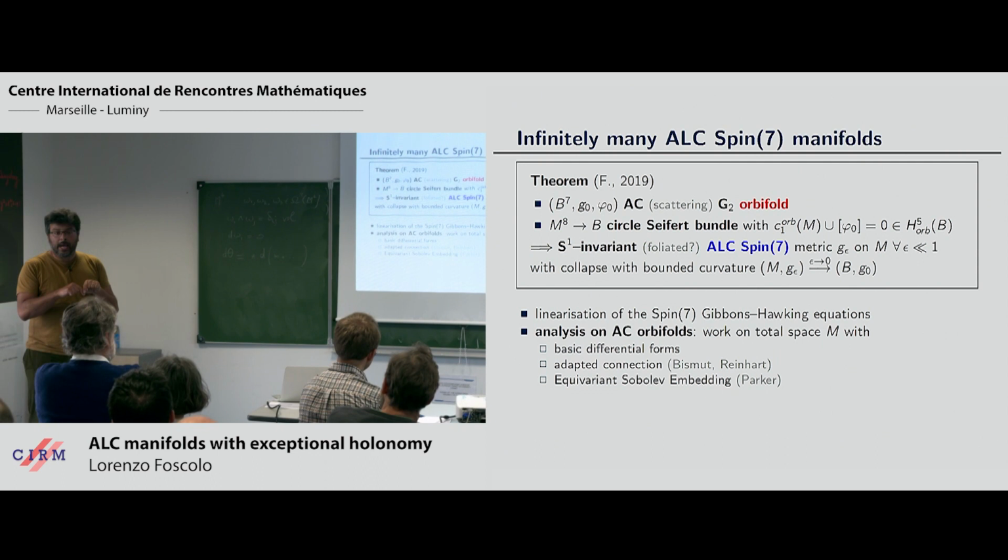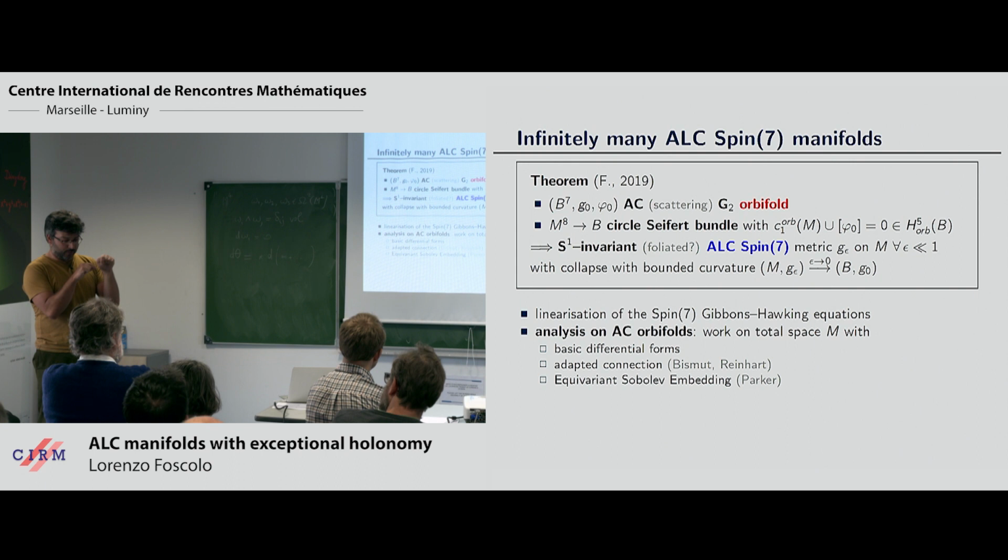Then one needs to say something about how to work on these asymptotically conical orbifolds. To have a useful theorem, you really need orbifold singularities that go all the way to infinity, and I'm not sure whether there was anything off the shelf that I could quote.